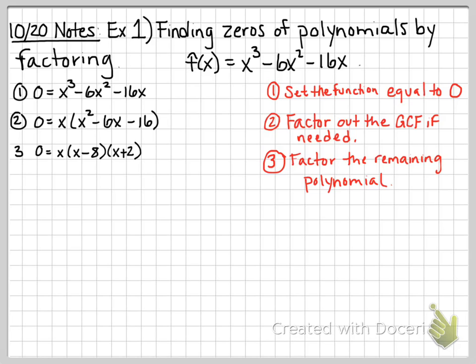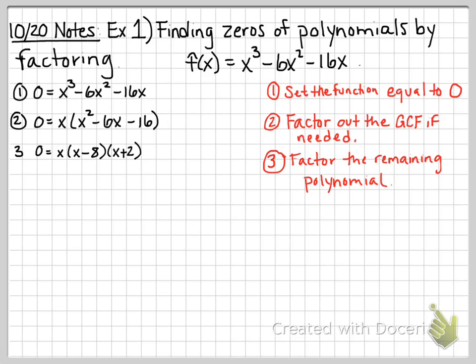This polynomial is a quadratic. I factored it just by looking at a times c, which would be 1 times negative 16, and I thought of what two numbers are going to multiply to negative 16 but add up to the middle term, b, negative 6. Those two numbers would be negative 8 and positive 2, so that's why x squared minus 6x minus 16 factors to x minus 8 and x plus 2.